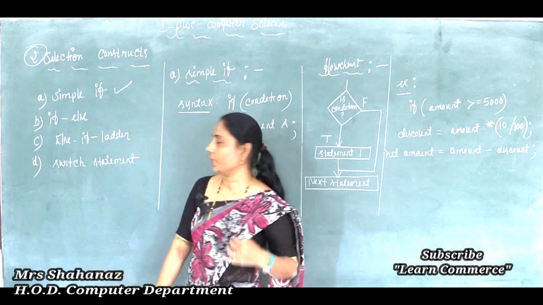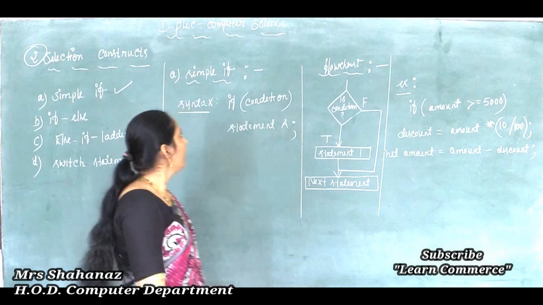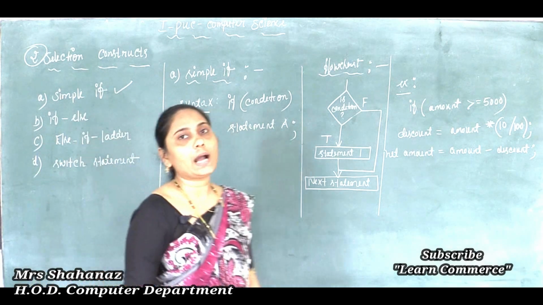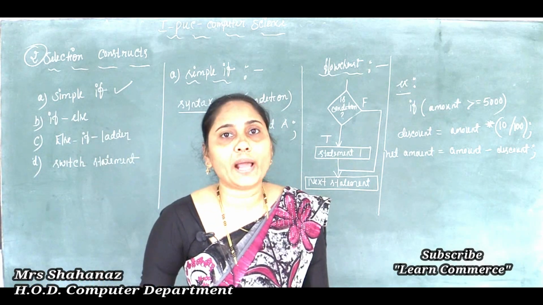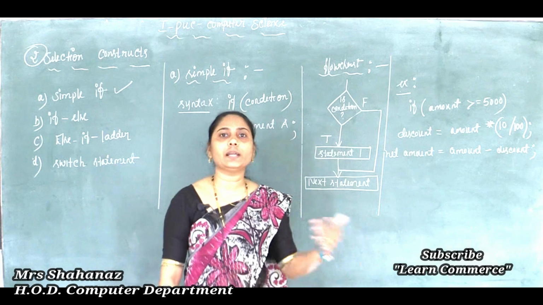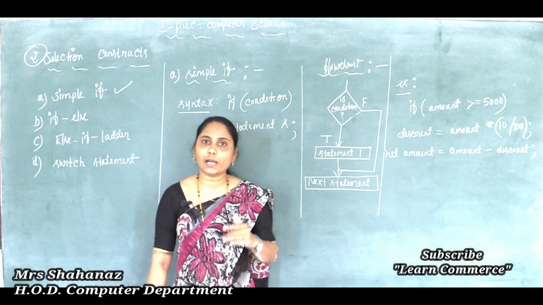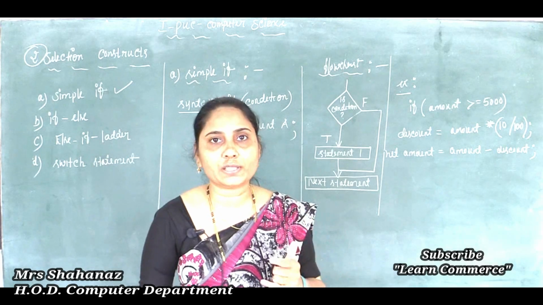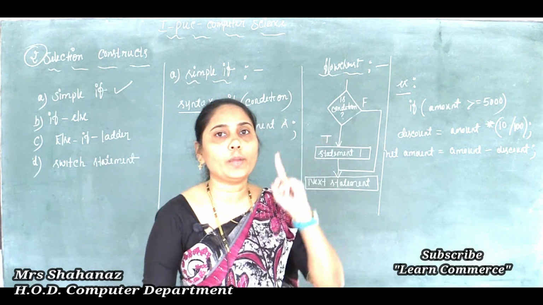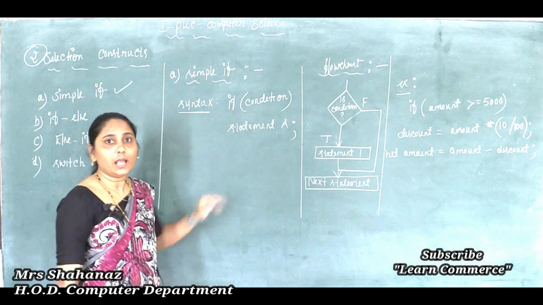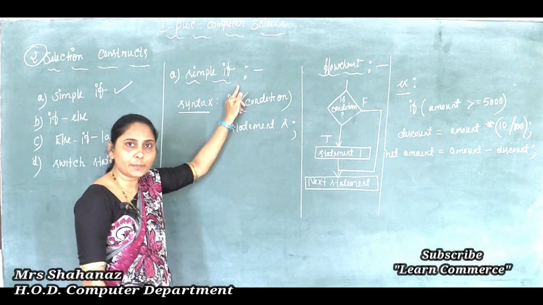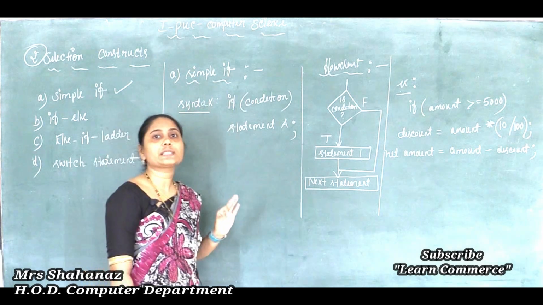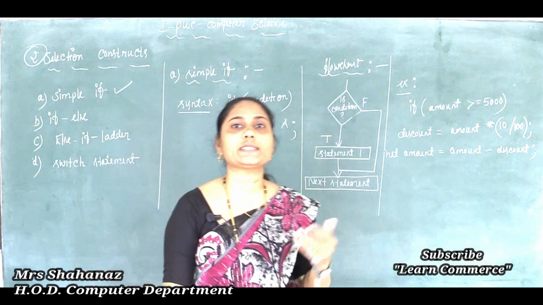Now the first one is the simple if. What about this simple if? The simple if is also called the one-way branch decision structure. That is the other name of the simple if. This structure helps the programmer to decide whether a particular set of statements should be executed or not.